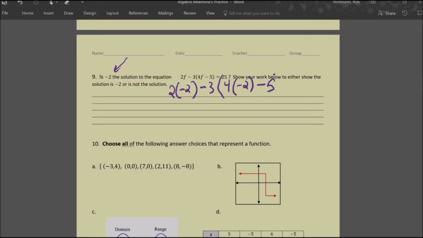So all I've done is the entire left-hand side. I've taken out the f's and I've put in negative 2's. So now it's like PEMDAS, okay? We're going to do what's inside the parentheses first. That's 4 times negative 2 minus 5. You do multiplication first. So I'm going to just go ahead and multiply this just because we can. I mean, it's the same way. 4 times negative 2 is negative 8. Negative 8 minus 5 will give us negative 13. We're going to see if that equals 25.